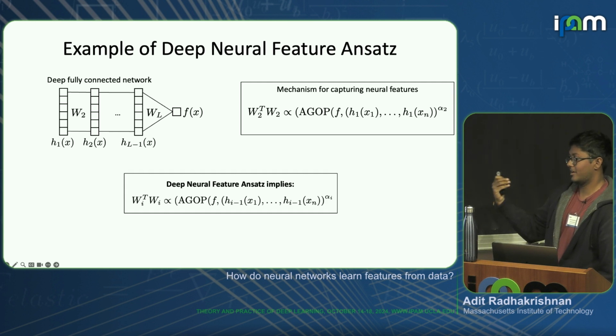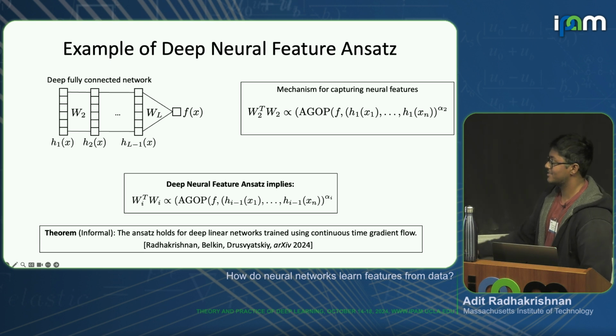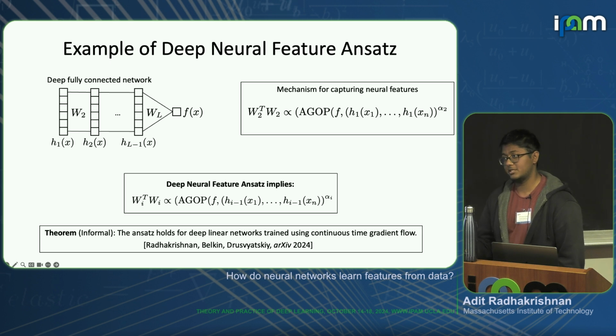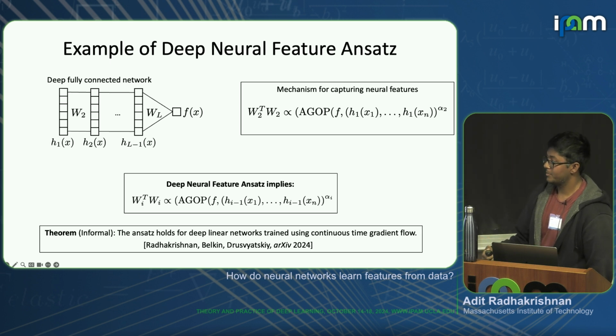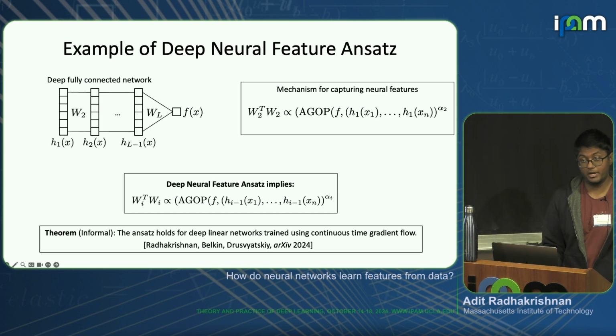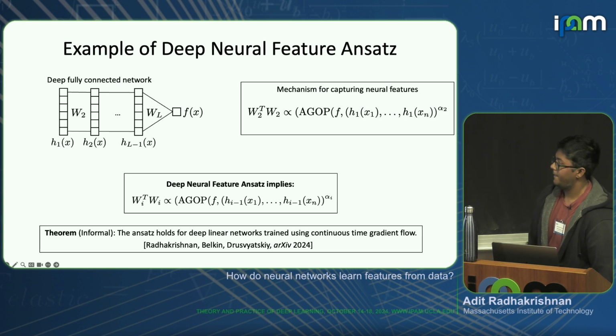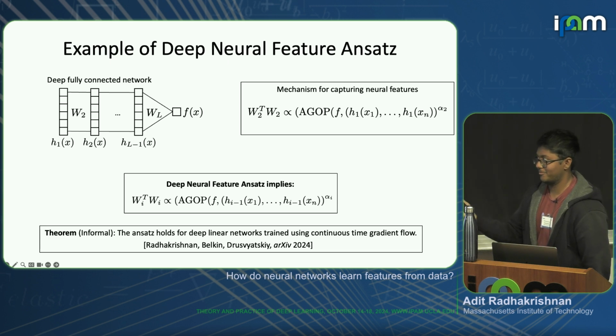And this is actually just a claim that we're making, but we have to provide evidence for this. So in fact, I'll return to this theorem later, but the ansatz holds exactly for deep linear networks when you train them with gradient flow in the limit as initialization goes to 0. And we'll see that the proof is actually not very hard. In fact, I'll have a slide on the proof towards the end.